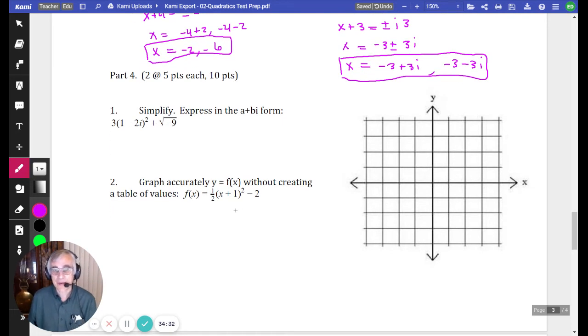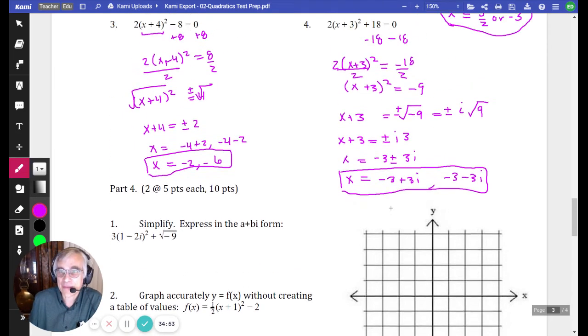Now we're going to have some practice with working with the i symbol, the square root of negative 1. So we have an expression here, square root of negative 9, and an i. So we're going to see what we get.